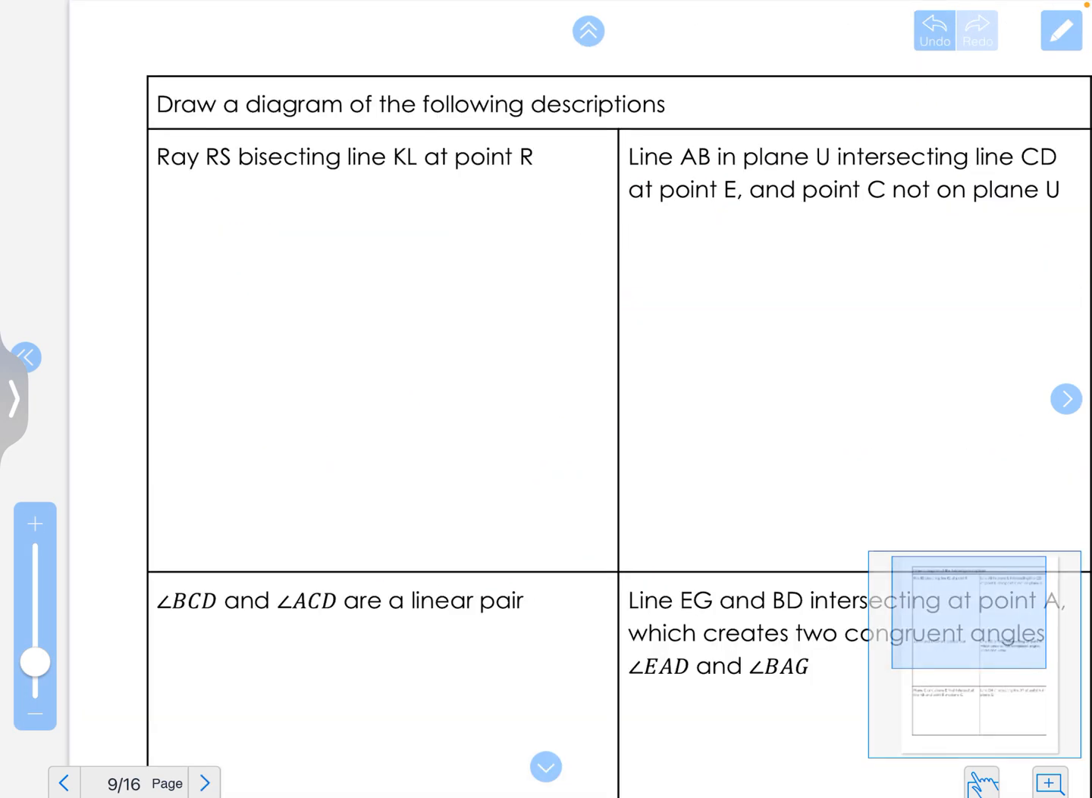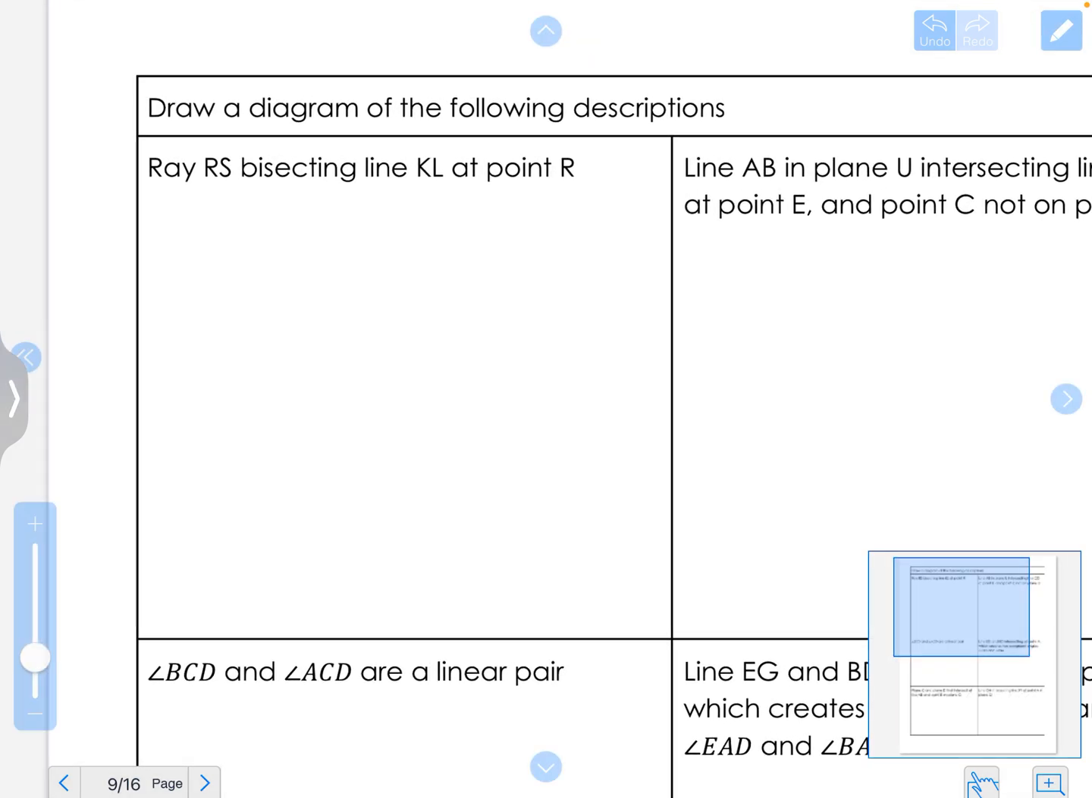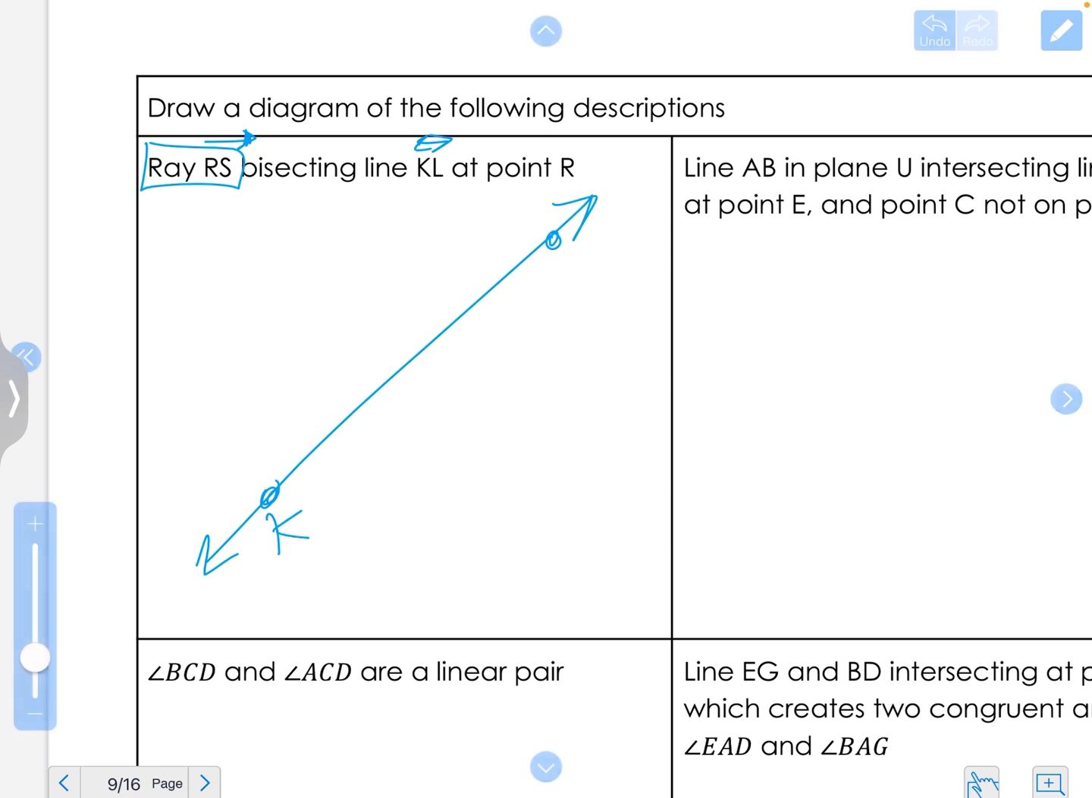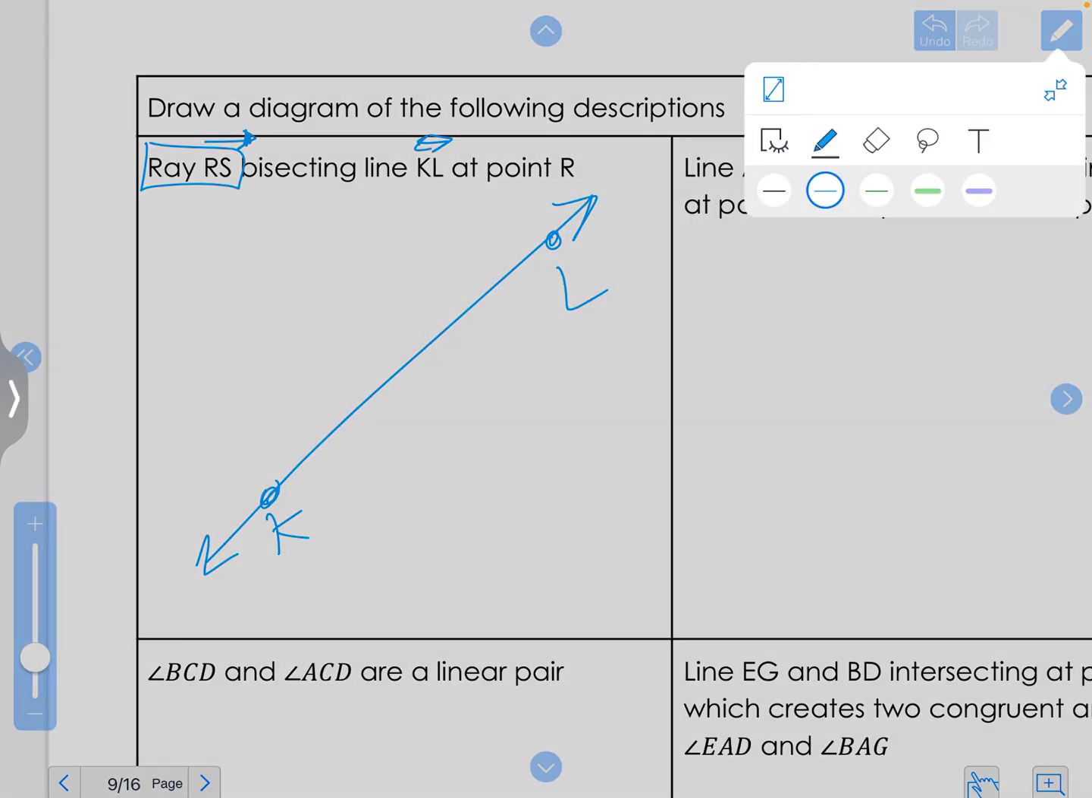And now we're going to work on drawing different diagrams, making sure that we understand what these things mean and what they say so that we can have an accurate understanding of what's going on. So we have ray RS. Again, I'm going to draw that ray symbol over there to help me draw it better, and then line KL. So I'm going to start by drawing line KL. It's just a lot simpler and a lot easier to draw the line first.